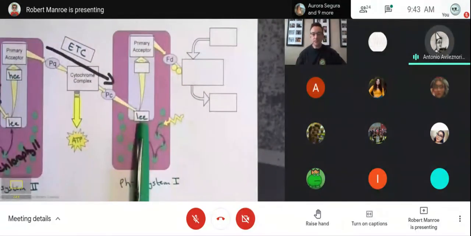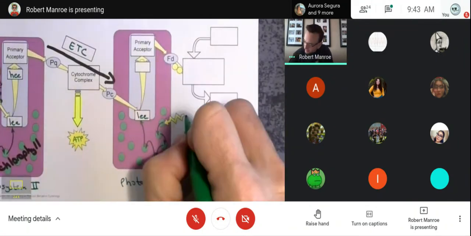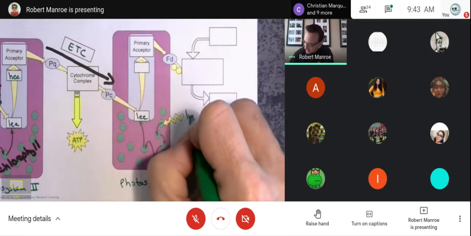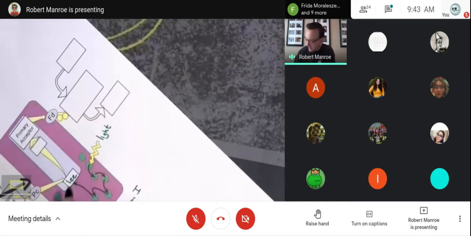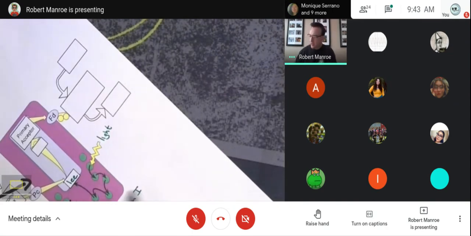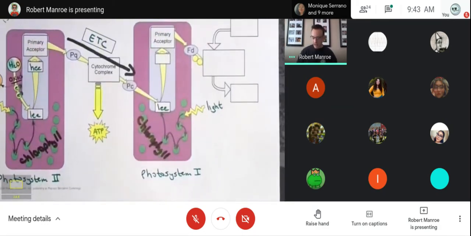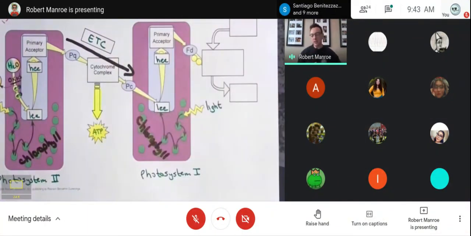The electrons are low energy. They're low energy, okay? So what do we do? Well, excite them. What do plants do? Take in light. Sure, they take in light and they excite them. The chlorophyll is used again. Chlorophyll is just a photosynthetic pigment that absorbs the energy from the light. And those low energy electrons get re-excited as high energy electrons.